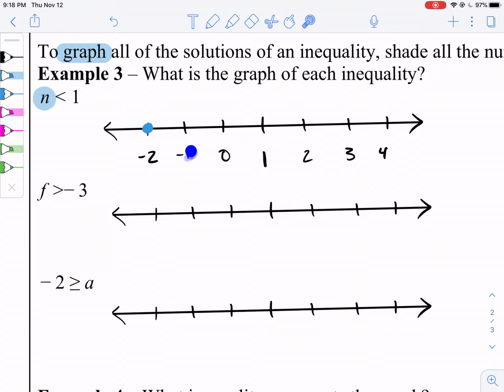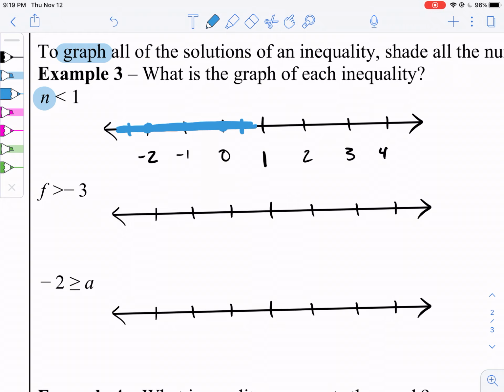Okay, what about negative 1? Is negative 1 less than 1? Yes, it is. Great. And so is 0. But 1 is not less than 1. 1 is equal to 1. But a half, that's less than 1. And so is negative 2.5. So it's all of these numbers here. These are all going to work, but not 1 itself.